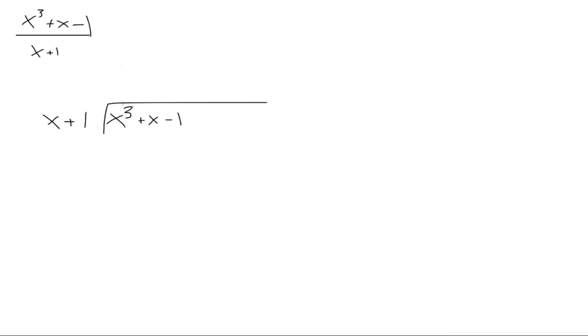So we need to subtract some amount, some w times x plus 1, right? To get rid of this x cubed, okay? We know it's going to be x that we're multiplying w by to get x cubed, right? So w x equals x cubed, okay? And that means if we use algebra, we get w equals x squared.